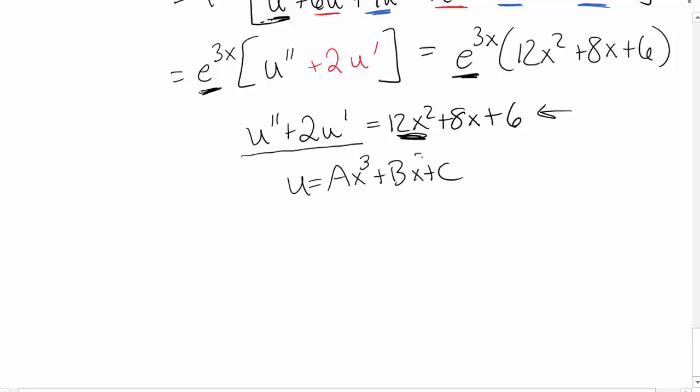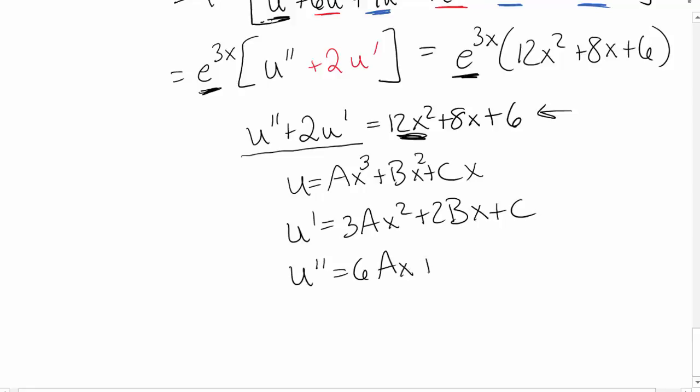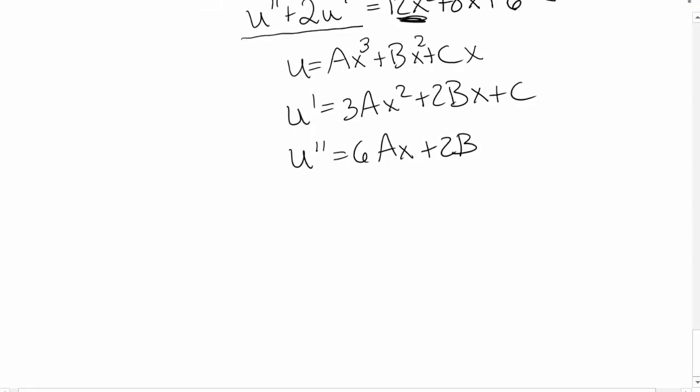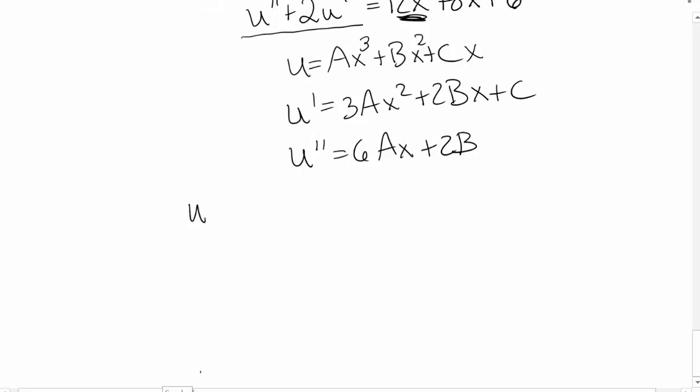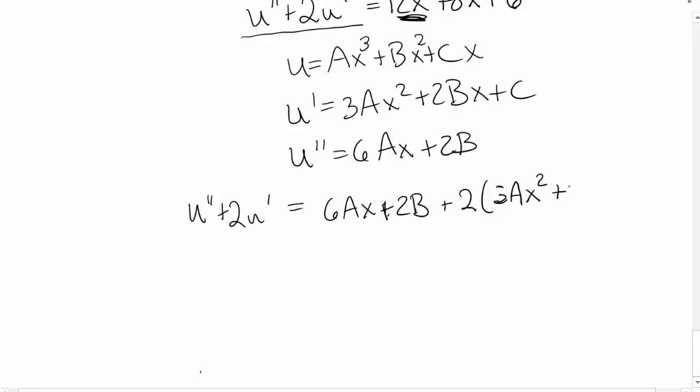So I'm essentially going to bump up the degree of this polynomial by 1 by tacking on another x. So I'm going to have ax cubed plus bx squared plus cx. That means my u prime is 3ax squared plus 2bx plus c, and my u double prime is 6ax plus 2b. All right, now plugging this into u double prime plus 2u prime, I get 6ax plus 2b plus 2 times 3ax squared plus 2bx plus c.